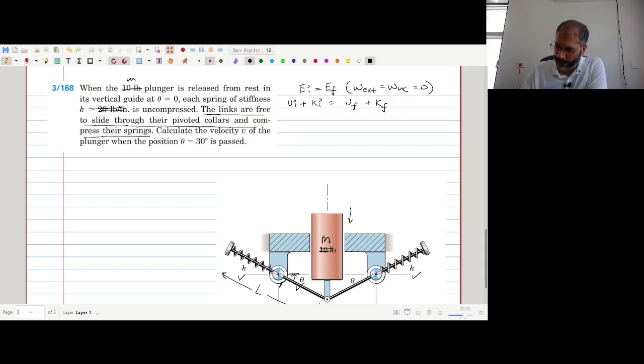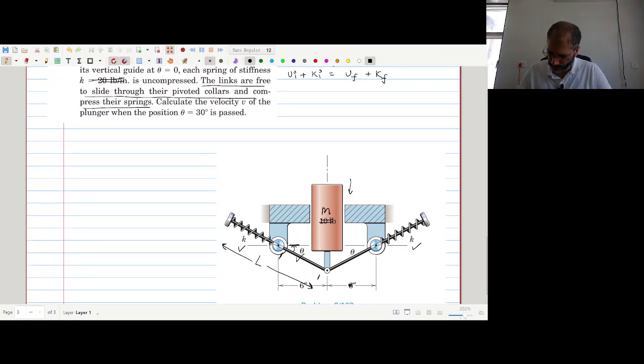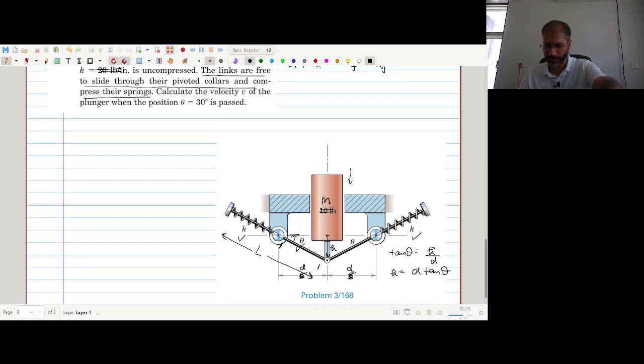So let's call this distance d. We can write tan theta is equal to the height h that the mass has fallen down, divided by d. So we can write the value h as d tan theta. d is given to us because of the geometry, and theta is the angle. So we have written an unknown h purely in terms of d and theta.